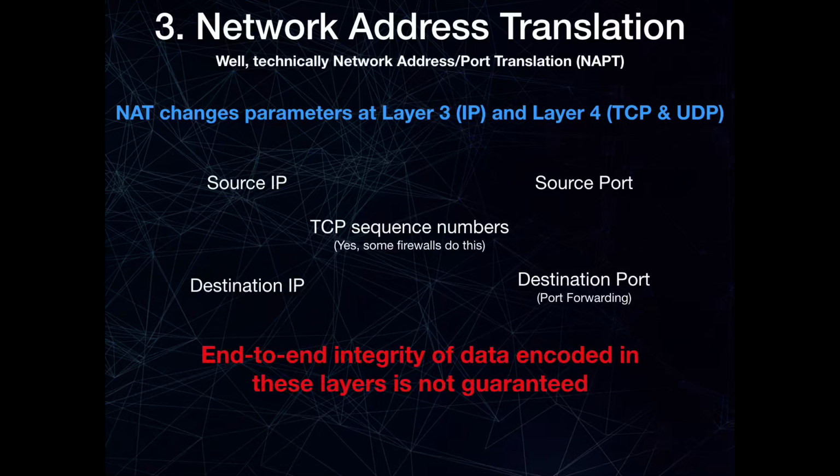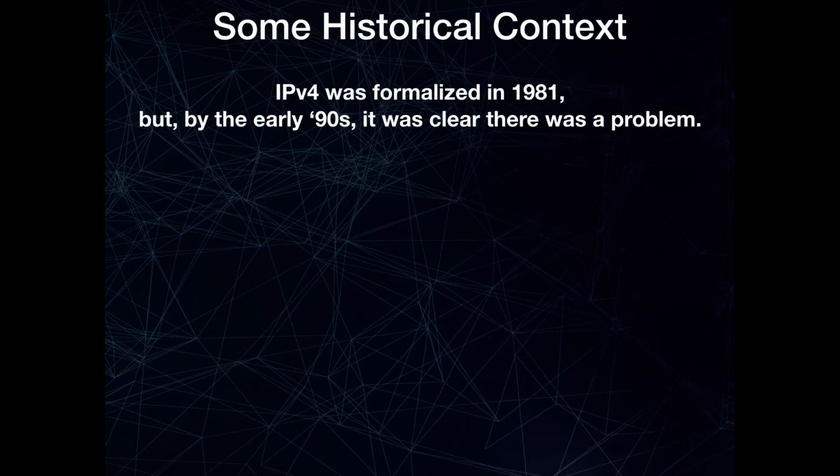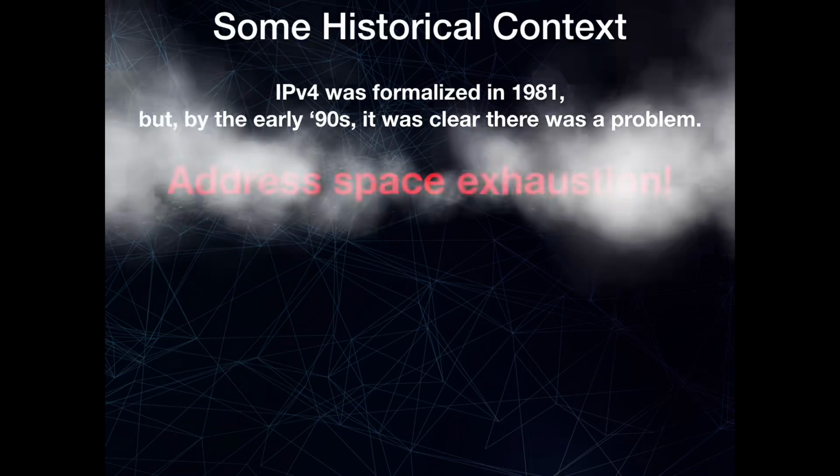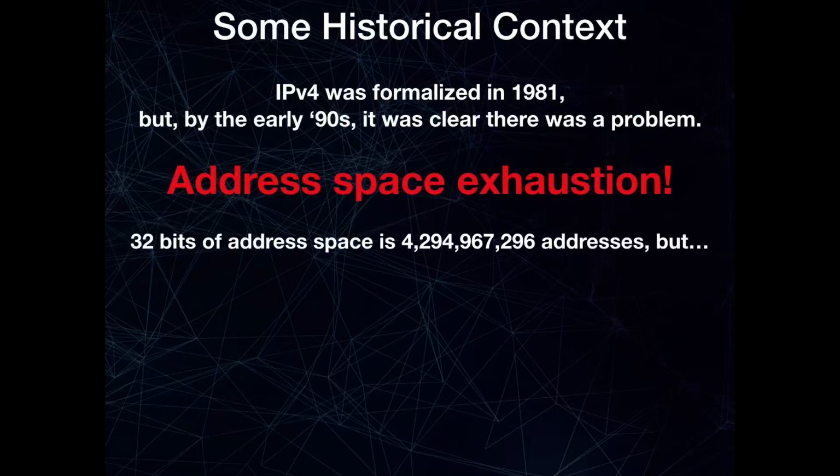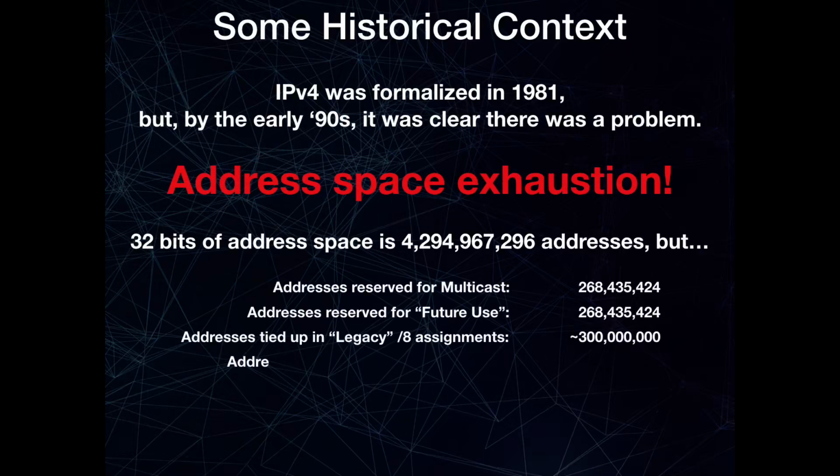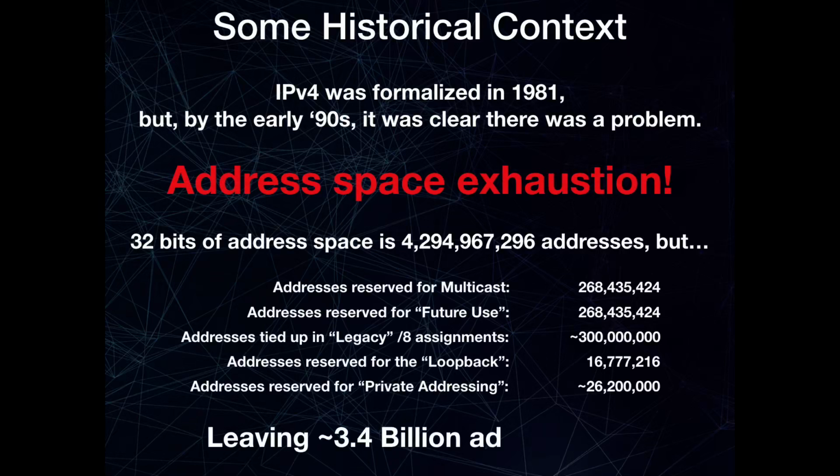But why do we put up with this? A little historical context. Back in the 80s, IP version 4 was formalized. And when that happened, there were only a few thousand machines connected to the global internet. But by the 90s, it was pretty obvious we had a small problem. The internet was expanding at thousands of hosts per day and growing even faster. Now, IP version 4 gives us 4.3 billion addresses, until we take out all the IETF mistakes of reserving wide swaths of space, which reduced it to 3.4 billion addresses. Seems like a lot, right?